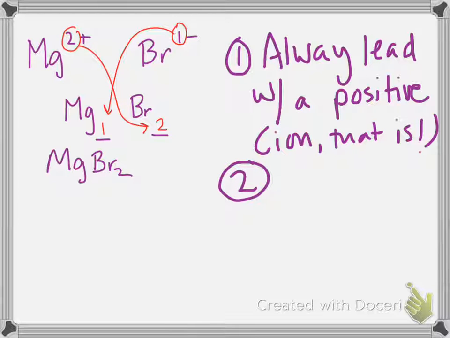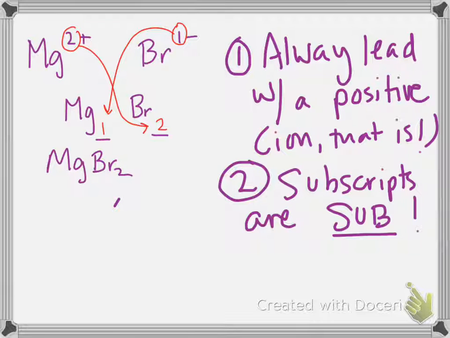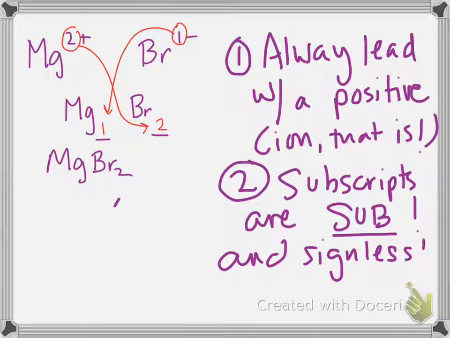Secondly, subscripts are sub. This seems obvious or stupid. Subscripts have to be written down sort of below the text. If it's up top, if it's a superscript, we're going to assume that's a charge. Subscripts are sub and signless. So there are no signs on subscripts because it's just how many of that atom there are.